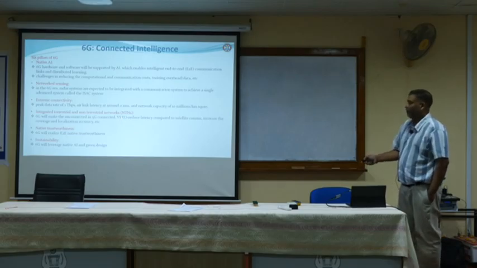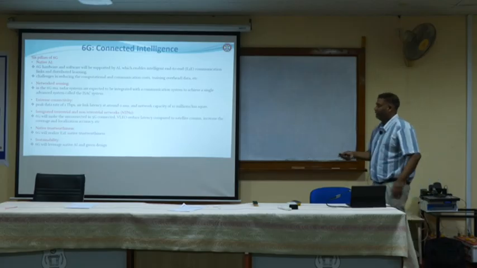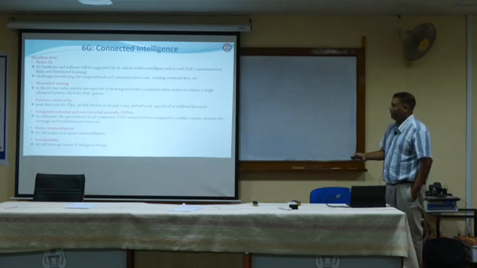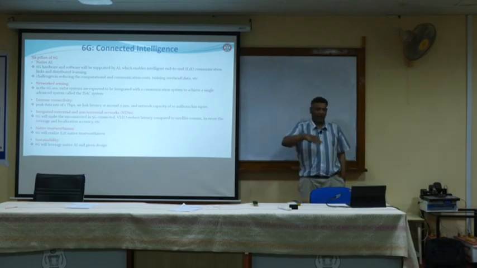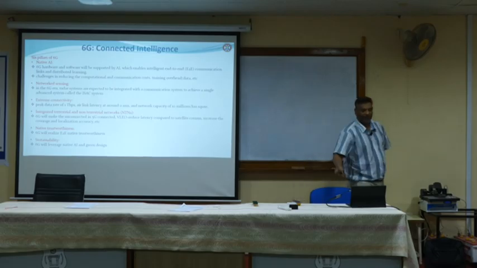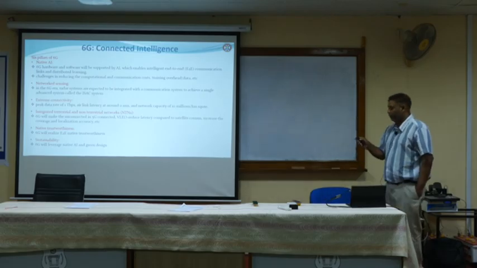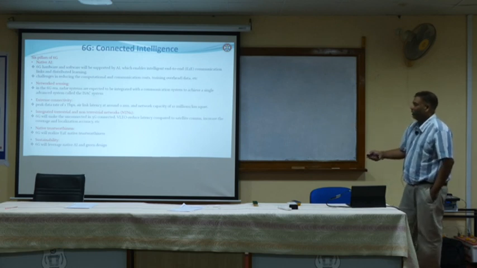VLEO means very low orbit satellite. With this kind of constellation, if you put them around the Earth, we will be able to provide service. The current LEO satellites are very, very far away, so there is a latency issue. So we need to put a satellite constellation very close to the Earth. That's called VLEO, to reduce latency compared to satellite comm.